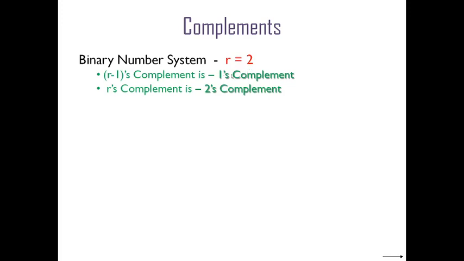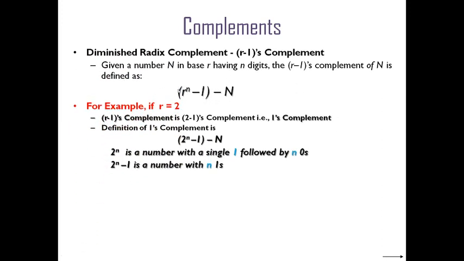With this radix 2 we will get the ones complement and twos complement. Now first we will go for the ones complement. This is the basic definition for the r minus 1's complement. Now in the case of the binary number system, the radix is 2, so r minus 1 is 2 minus 1, that is the ones complement. And if you want to define the ones complement, in place of r we will put 2, since r is 2. So it is (2 power n minus 1) minus N, where 2 power n indicates a 1 followed by n zeros, and 2 power n minus 1 indicates n ones.